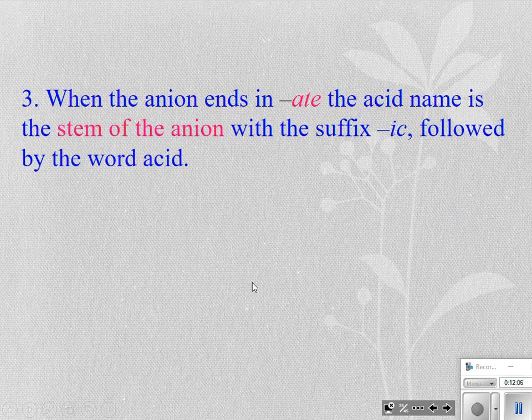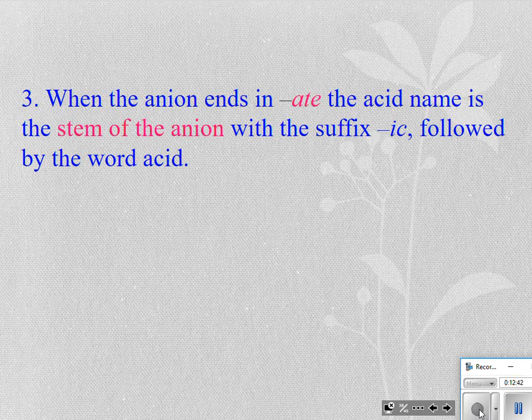Here is the third acid rule. Our third acid rule depends on the ATE ending. So when an anion ends in ATE, the acid name is the stem of the anion with an IC ending followed by the word acid.